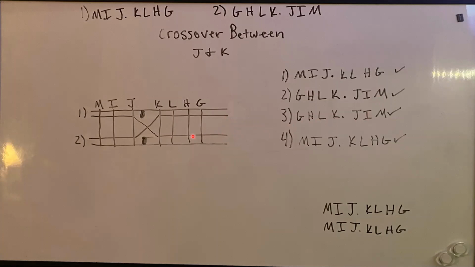Then we have GHLKJIM. And lastly, GHLKJIM. All of those are all possible viable gametes. And what this means is that individual 2 is going to have a higher fitness because every chromatid that is produced has viable gametes.